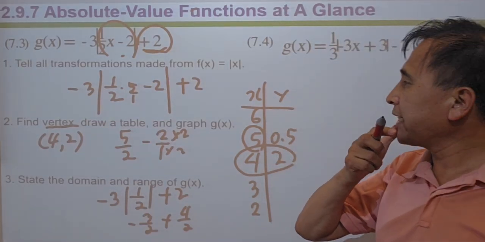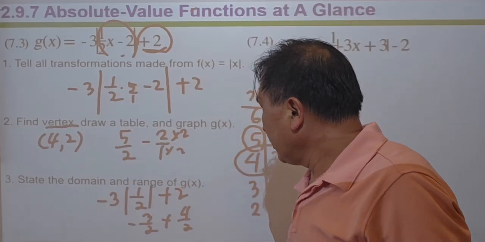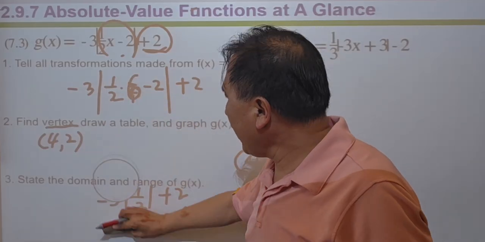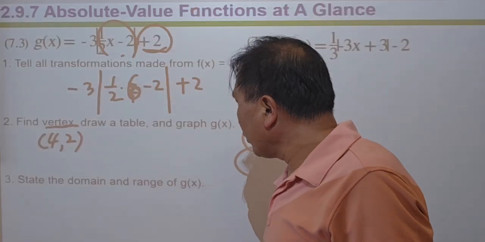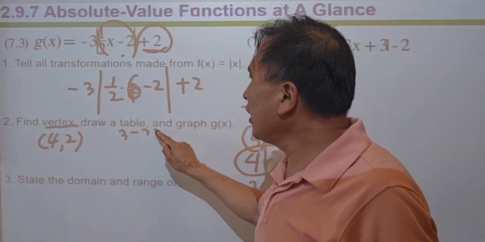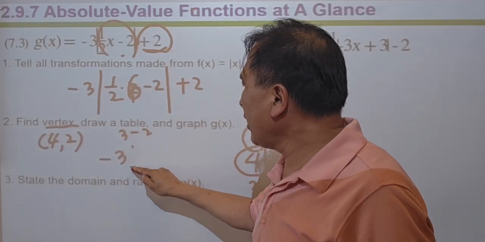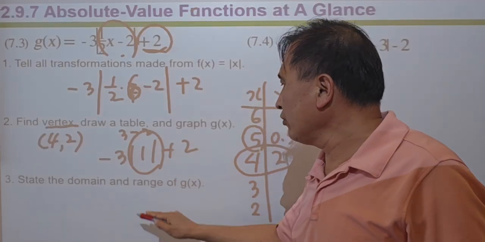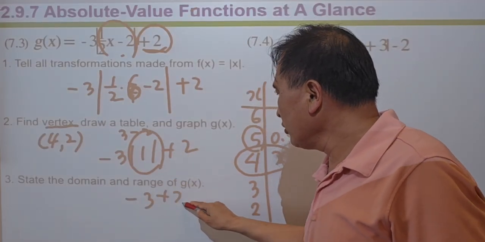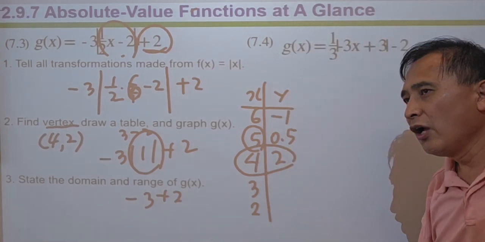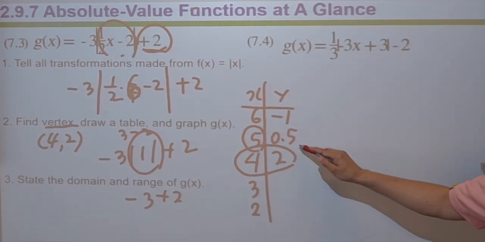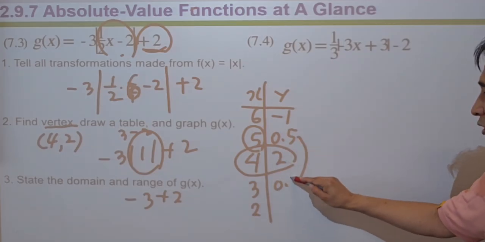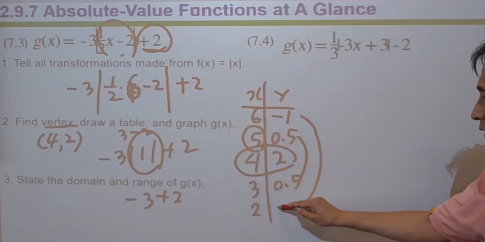And then when x equals 6, 6 over 2 is 3, and 3 minus 2 is 1. So minus 3 times the absolute value of 1, plus 2. With that, minus 3 plus 2 is negative 1. All the time, the absolute function is symmetric around the vertex. So this should be 0.5, and this one should be matching the negative 1.